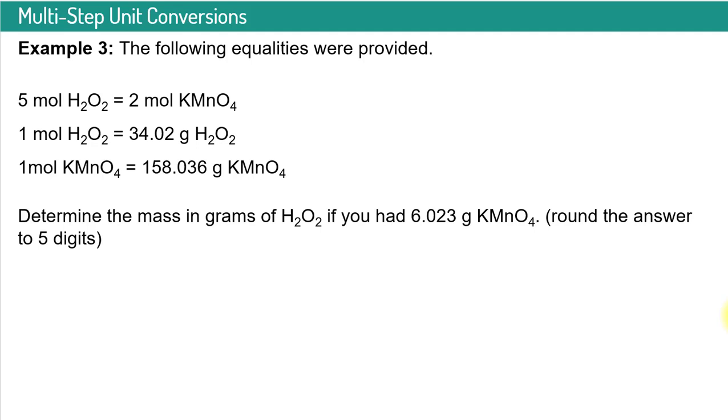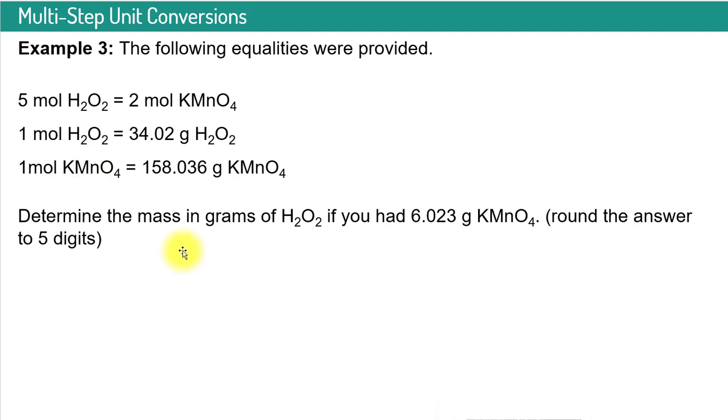Let's try our last example, example 3. In this example, we are provided with 3 equalities that establish relationships between different chemical compounds. They're denoted by different formulas, as you can see. It's important to look a little closer at those equalities and to notice differences and similarities. Notice that there is an equality that relates different compounds, and there are 2 equalities that relate same compounds.